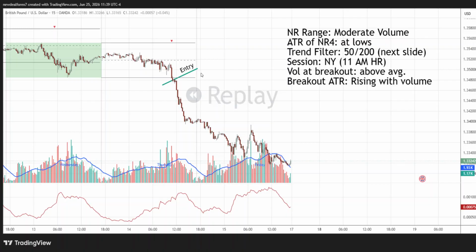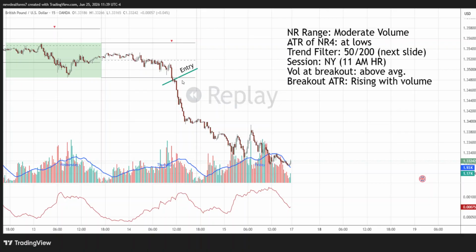The session was New York because time of day can be important. This was around the 11 o'clock hour where price did break out. Now, what do we notice around the time of the breakout? Look at the volume. It's above average. So there's volume here, which means we have market participation. We notice as well the average true range has been rising, so that means there's volatility in the market. That's what we're looking for.